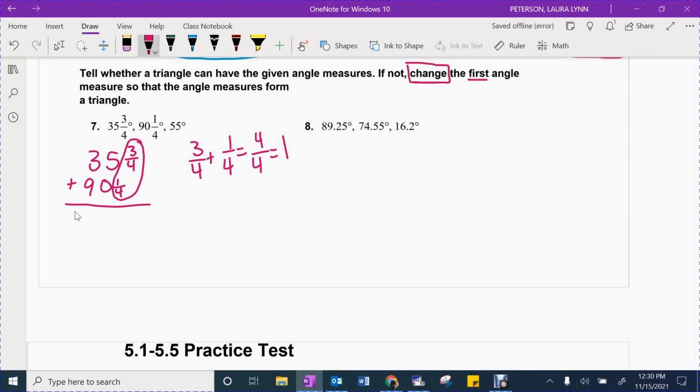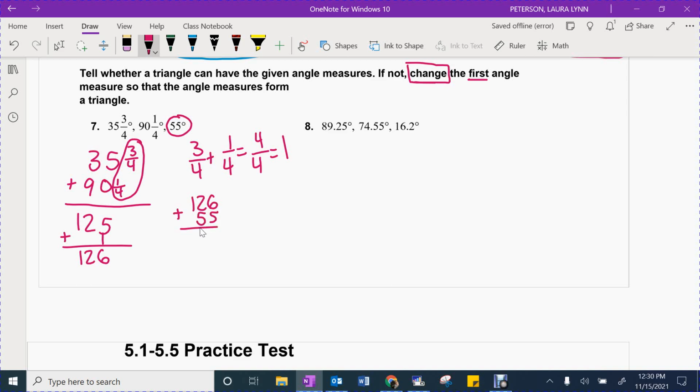So this is really adding an additional 1 to my answer. Actually, I'll wait to say that. Let's do the other adding, and we'll add in this 1. So now let me add the whole numbers. 35 plus 90. Well, 5 plus 0 is 5. 9 plus 3 is 12, but I have to add my extra 1 for my fraction, my 1 whole. So I get 126. But I'm not done, because now I need to add that 55.